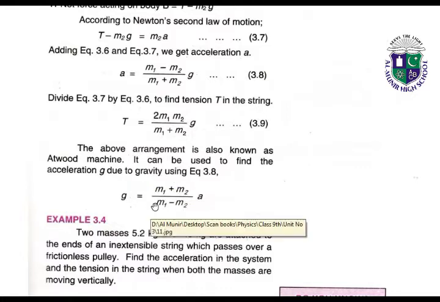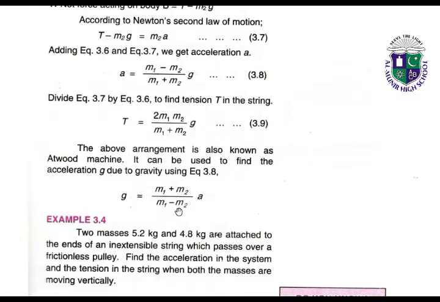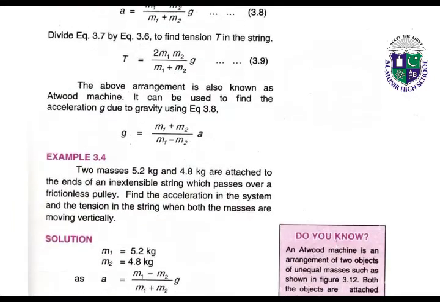So gravity is equal to (m1 plus m2) over (m1 minus m2) into a. So students, you must learn these three formulas of acceleration, tension and gravity, because in this chapter we use these formulas to solve our numericals, to find the values of acceleration, tension and gravity.